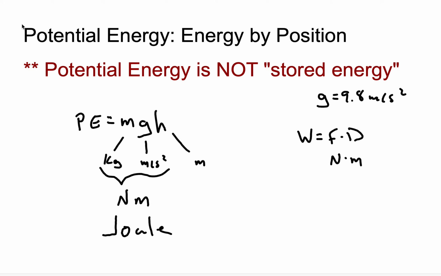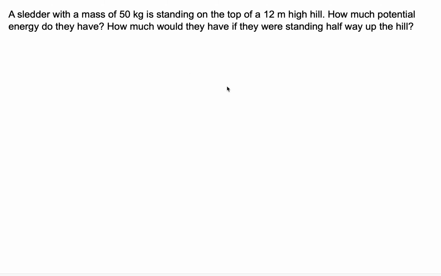Can I show you a problem now? I'm looking at your faces to see nods. I saw a few nods. Okay, saw a few more. So I'm going to show you this problem. I have a sledder, and the sledder has a mass of 50 kilograms, and they're standing on top of a 12-meter high hill. So their mass is 50. The hill has a height of 12 meters. How much potential energy do they have?